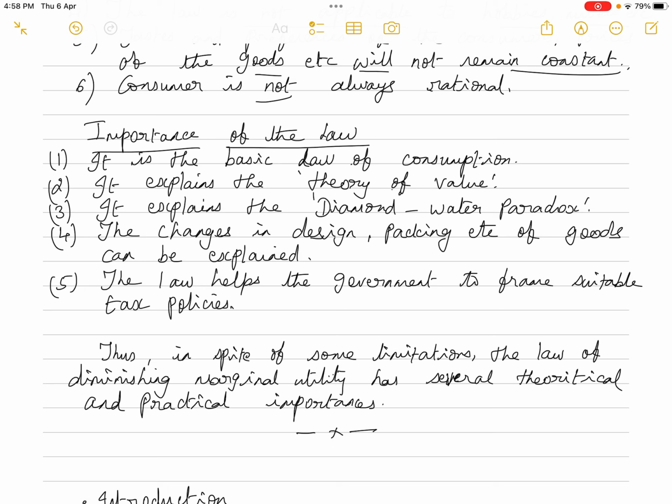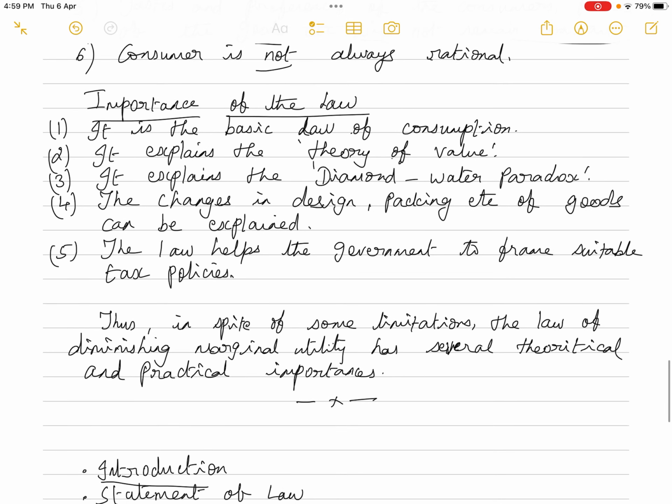Because if the consumer is consuming more and more units of the commodity, the marginal utility keeps on decreasing. So when the satisfaction keeps on decreasing, the consumer will not be willing to pay higher prices, isn't it? So when the consumer is willing to pay only lesser and lesser prices, the seller also has to keep on decreasing the price if he has to increase the sales, isn't it? Normally that is what happens in actual practice also, isn't it? When the seller wants to increase the sales, he has to decrease the price of the commodity. So it explains the theory of value.